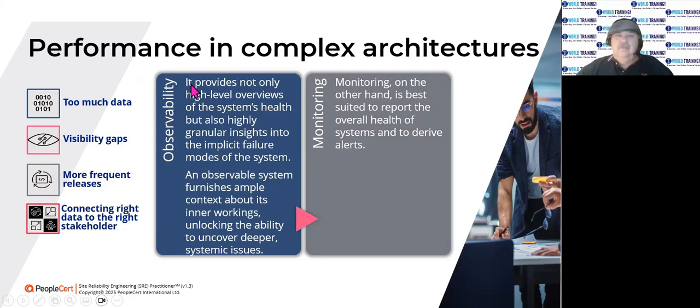From an observability point of view, really what observability is talking about is providing not only high-level overviews of the system's health, but very granular insights into the impact of failure modes in the system. An observable system furnishes ample context about its inner workings and helps to unlock the ability to uncover deeper systemic issues.